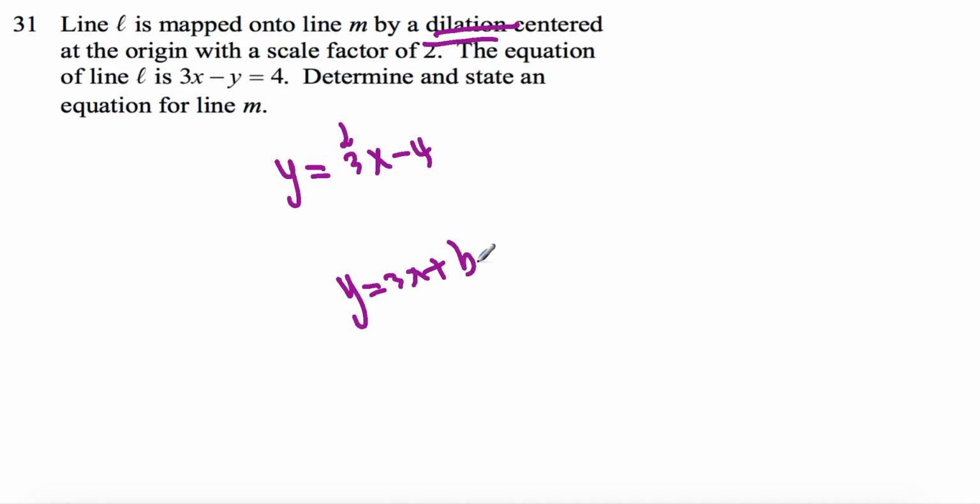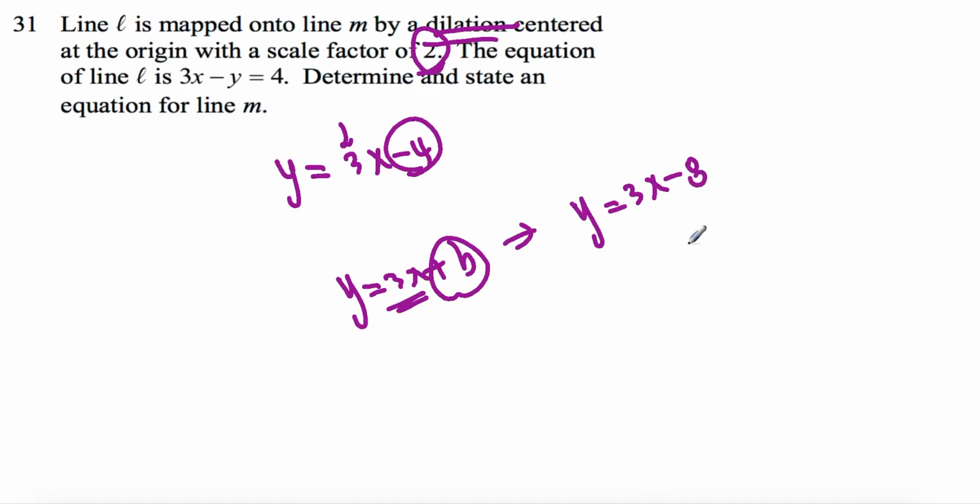That's what we have. But with a scale factor of 2, since the slope doesn't change, we end up getting this portion. But b, our original y-intercept, used to be negative 4, but when you scale by a factor of 2, then it becomes negative 8. So we get y is equal to 3x minus 8. That becomes our final answer.